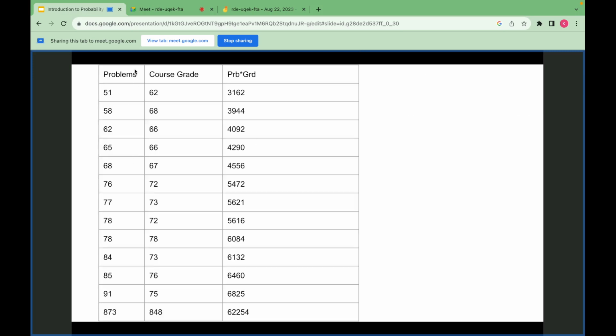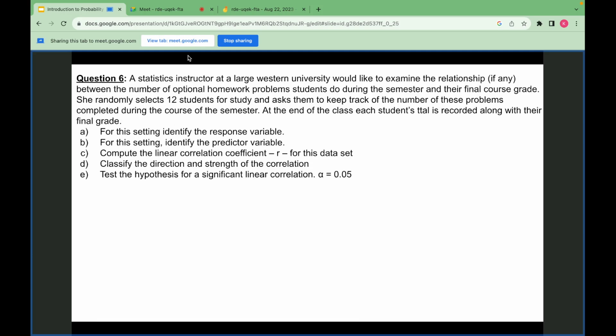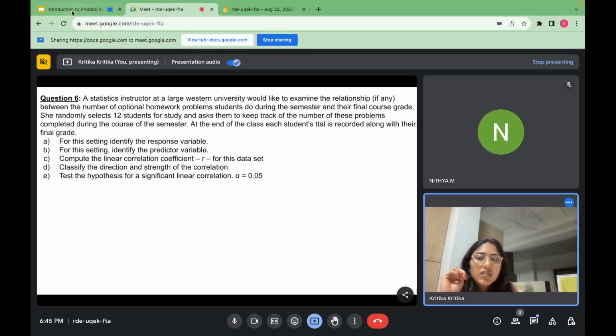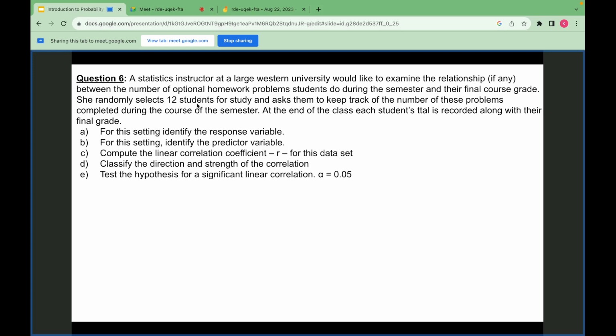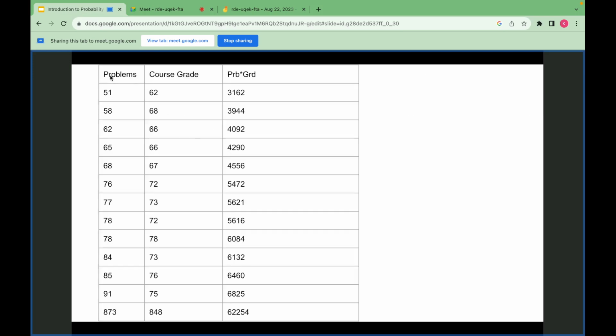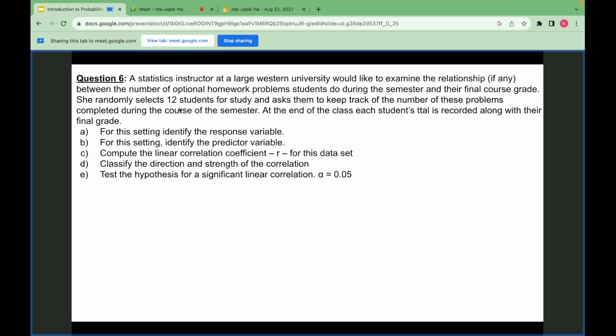This is the number of problems students solved. This is the course grade they got. Okay, now in the question we need to find the relation between these two values, the number of problems solved by the students and the course grade. So the first question is, for this setting identify the response variable.